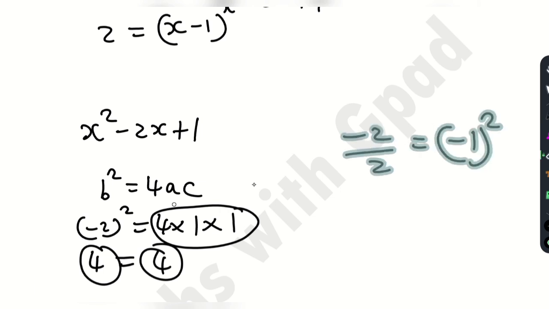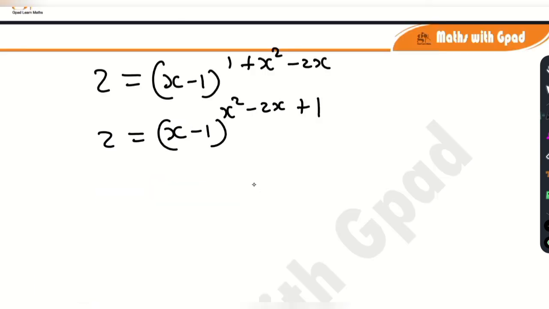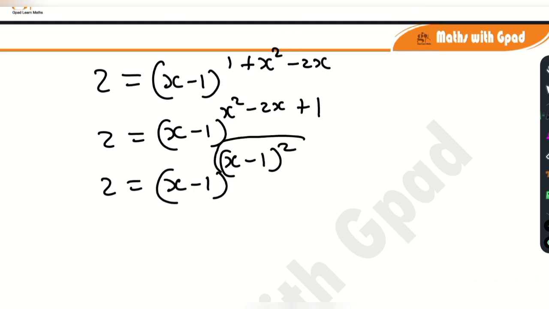So how are we going to write it now? I'm going to write it like this. Just watch. So this will be what? 2 is equal to x minus 1 raised to the power of what? x minus 1 all squared. Can you see that this is a perfect square because it has a square there? You can apply square root on it and you still get a whole expression. Very good. So what are we going to do next? Look at this 2 here.